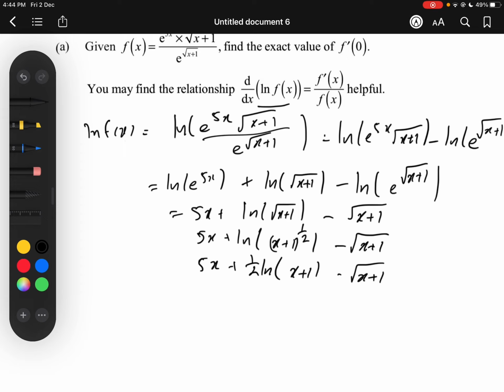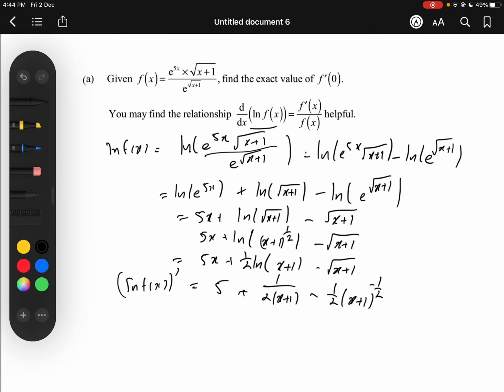So let's find the derivative of ln of f of x. The derivative of ln of f of x equals 5 plus 1 over 2 times x plus 1, minus 1/2 of x plus 1 to the power of negative 1/2.